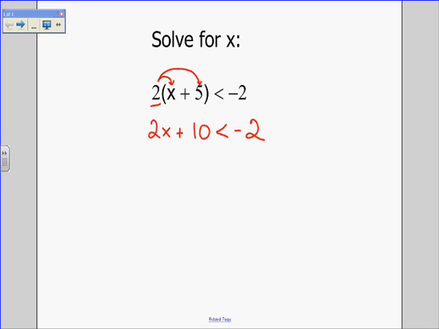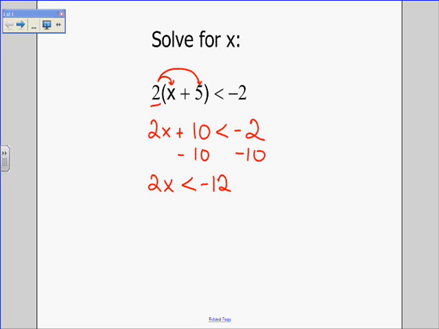And that looks something like the examples that we did last class. And we should be able to solve from here. So our first step would be to remove that plus 10 operation so that we're able to isolate the term that has x in it. So I'm going to subtract the 10 from both sides. And that will leave me with 2x is less than a negative 12.